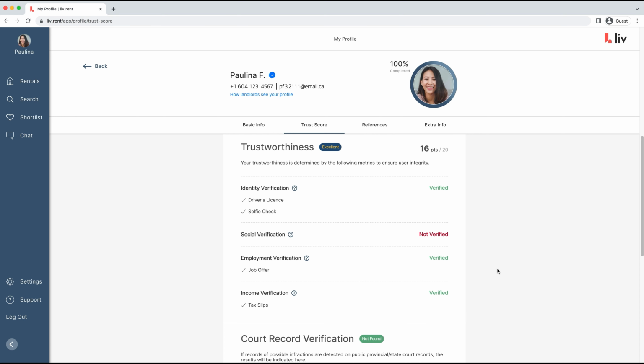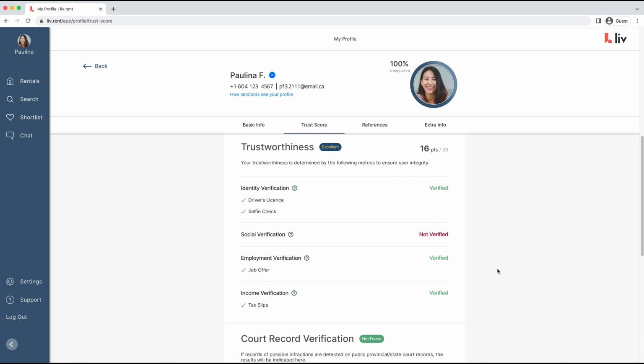This 2-step process requires you to upload both a photo of your government-issued photo ID as well as a selfie. These 2 pieces will then be checked by the liv.rent team to ensure a match. Identity verification simply displays whether or not you've completed this check, as well as what type of ID you used to do so. Landlords will never see the photo you upload.